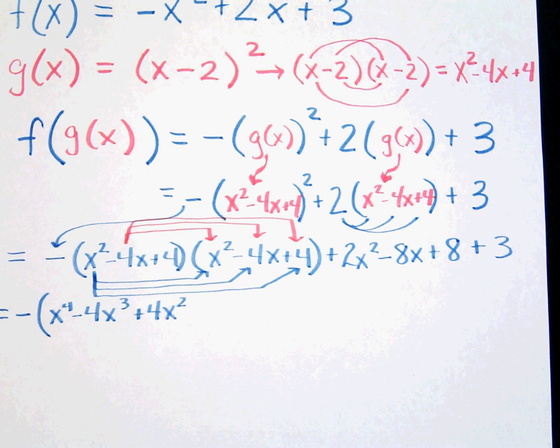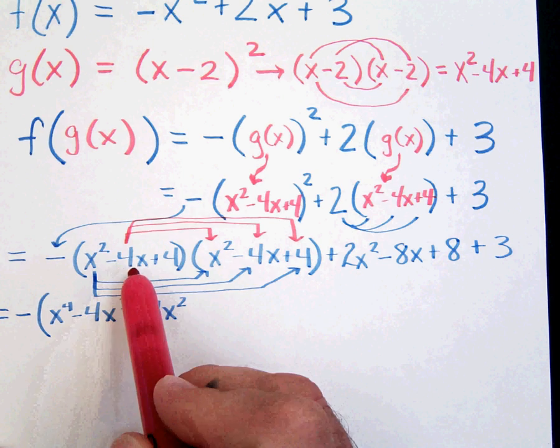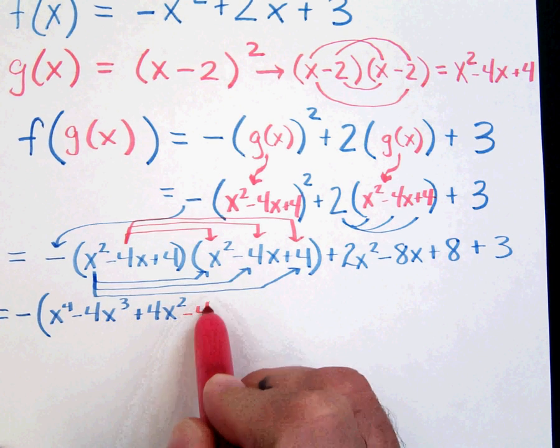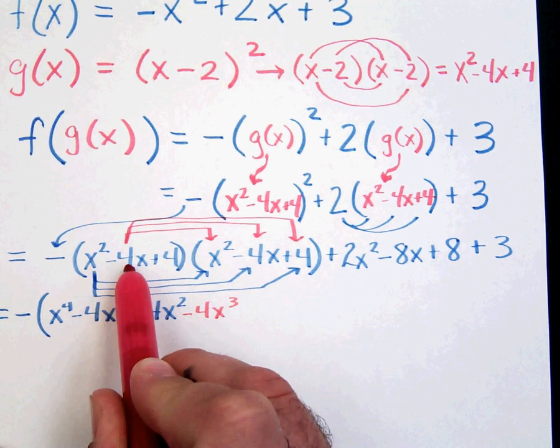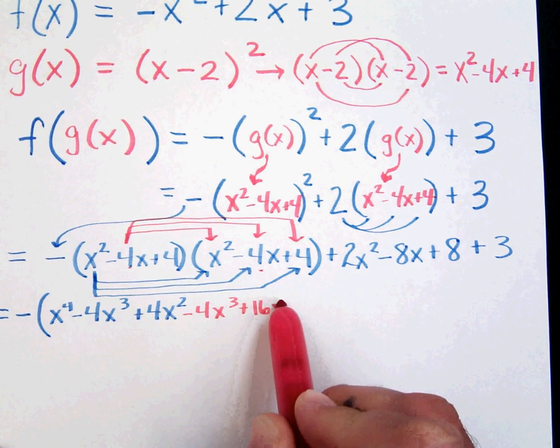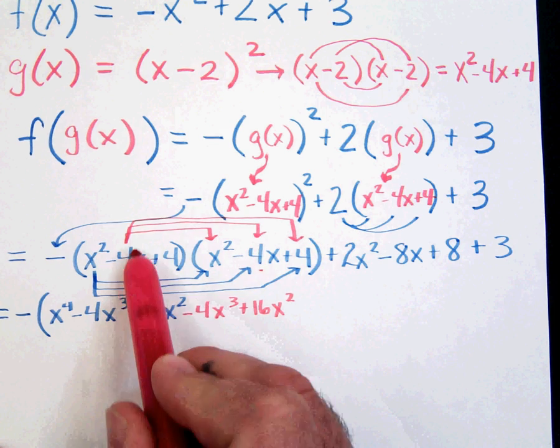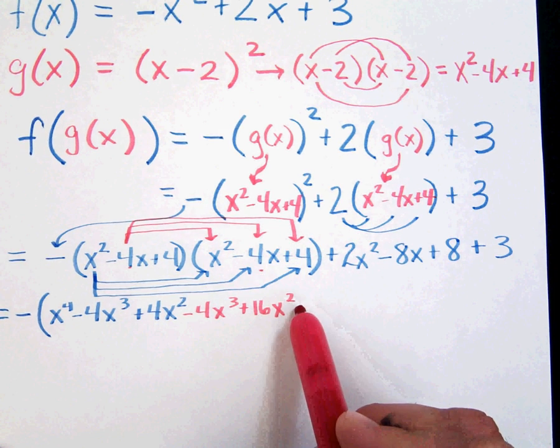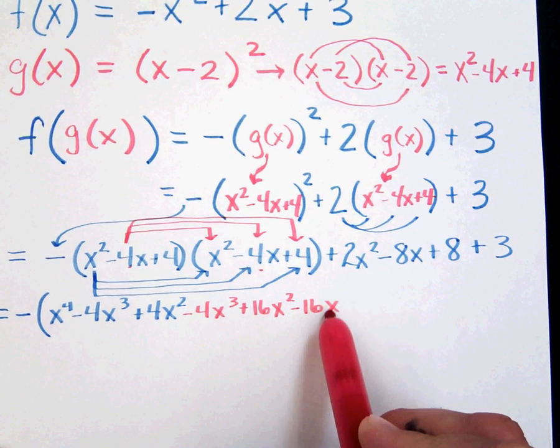So each term from the first set of parentheses needs to be multiplied by each term in the second set of parentheses. So if we follow that, we get negative 4x times x squared is negative 4x cubed. Negative 4x times negative 4x is positive 16x squared. And negative 4x times positive 4 is negative 16x.